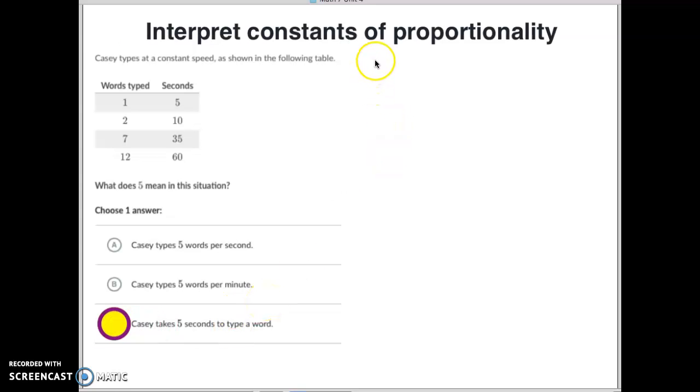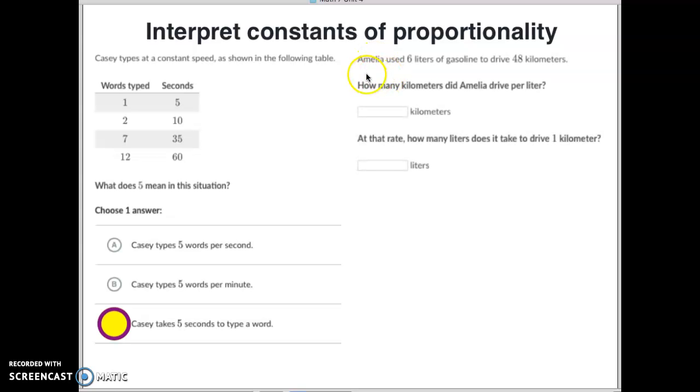All right, let's do the next one. Amelia uses 6 liters of gasoline to drive 48 kilometers. How many kilometers did Amelia drive per liter? Well, first of all, do you see this word per? Per means to divide. So we need to take the number of kilometers, which is 48, and divide that by the number of liters. What is 48 divided by 6? Hopefully you said that is 8.